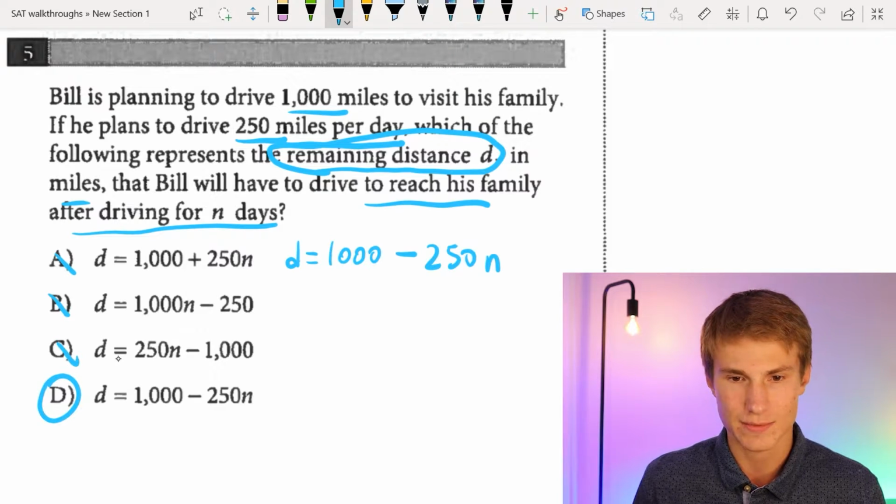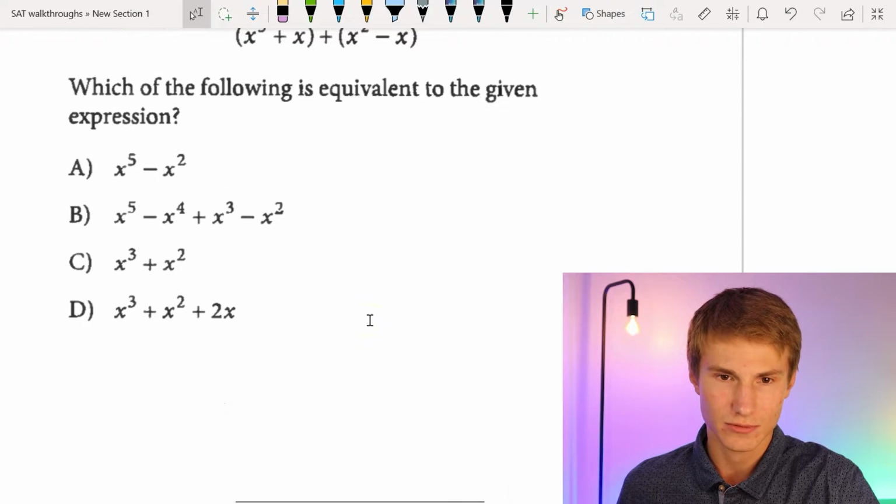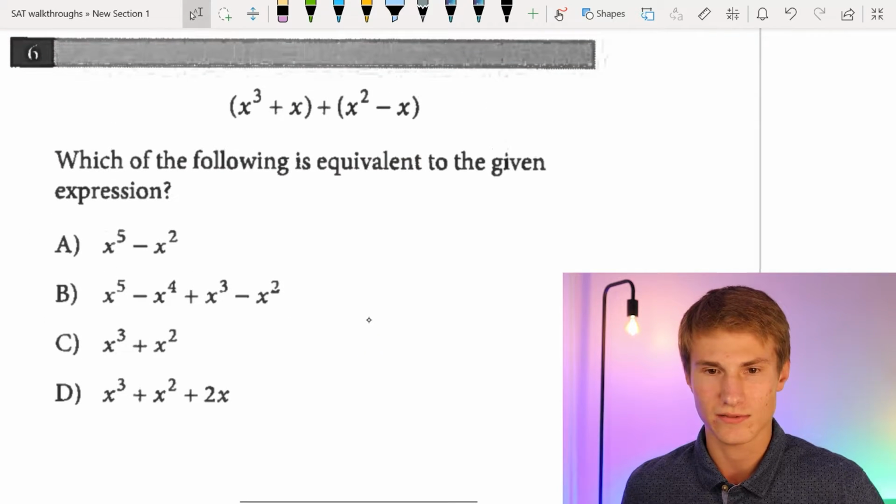Okay, we see answer choices A, B, and C do not match our correct equation. All right, moving on to question number 6 now. Question 6 says, which of the following is equivalent to the given expression?